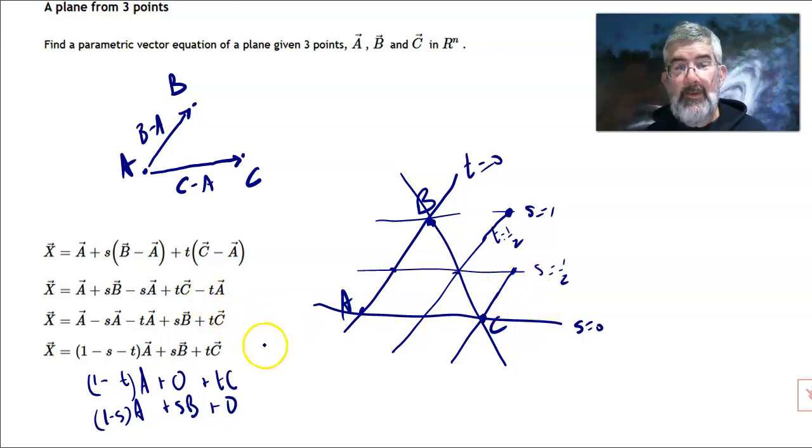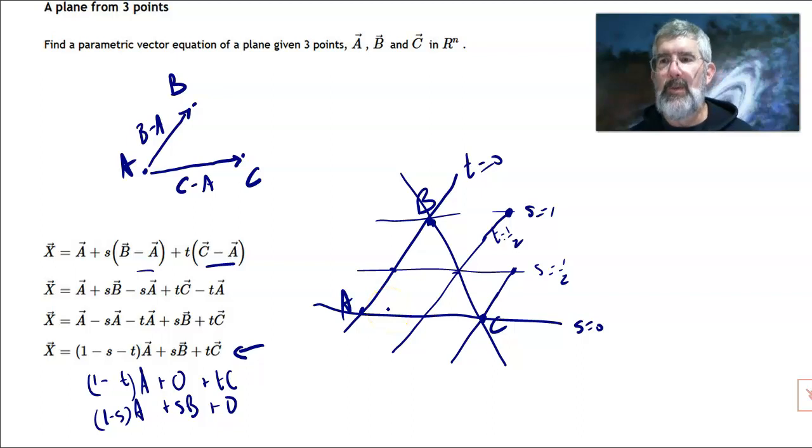I like this form right here because I can clearly see the A, B, and C and what I'm doing with them. It's not as obvious here, although this matches what we did above, where the b minus a and the c minus a are the vectors parallel to the plane that I want. So there you go. There are the basics of generating parametric vector equations of planes in Rn.